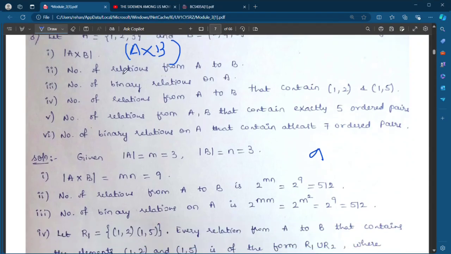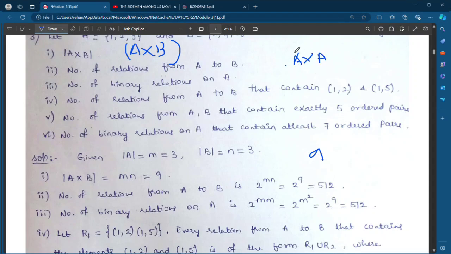Okay, then the number of relations from A to B. The number of relations from A to B is 2 to the power of m into n, which is equal to 2 to the power of 9, which is equal to 512. Third question: the number of binary relations on A. Binary relations on A is nothing but relations from A cross A.